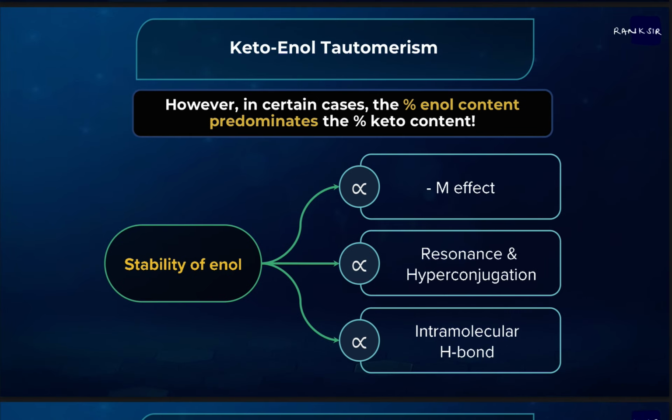Next. However, in certain cases the percentage of enol content predominates over the percentage of keto content. The enol content predominates when the enol is stabilized by the minus I effect, resonance effect or hyperconjugation, and intramolecular hydrogen bond. I already explained that the intramolecular hydrogen bond increases the enol content because it stabilizes it. Resonance also stabilizes. That is called extended conjugation or hyperconjugation, and this is the minus I effect. So these are stabilizing factors.